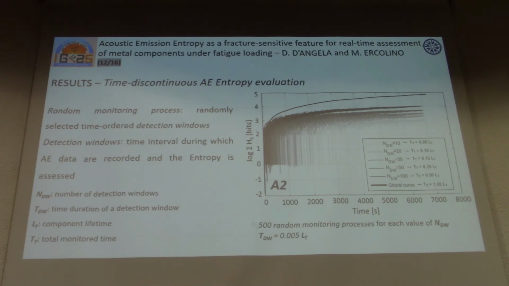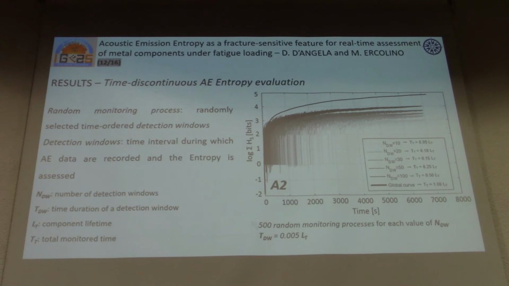It is a randomly selected time-ordered detection window. So we have a certain number of discrete detection windows over which we evaluated the entropy in order to see if this approach is suitable for real monitoring that actually is rarely time continuous. The detection windows are defined, as I said, like time intervals during which the acoustic data are recorded and the entropy is assessed. On the right, you can see actually 5 main results.